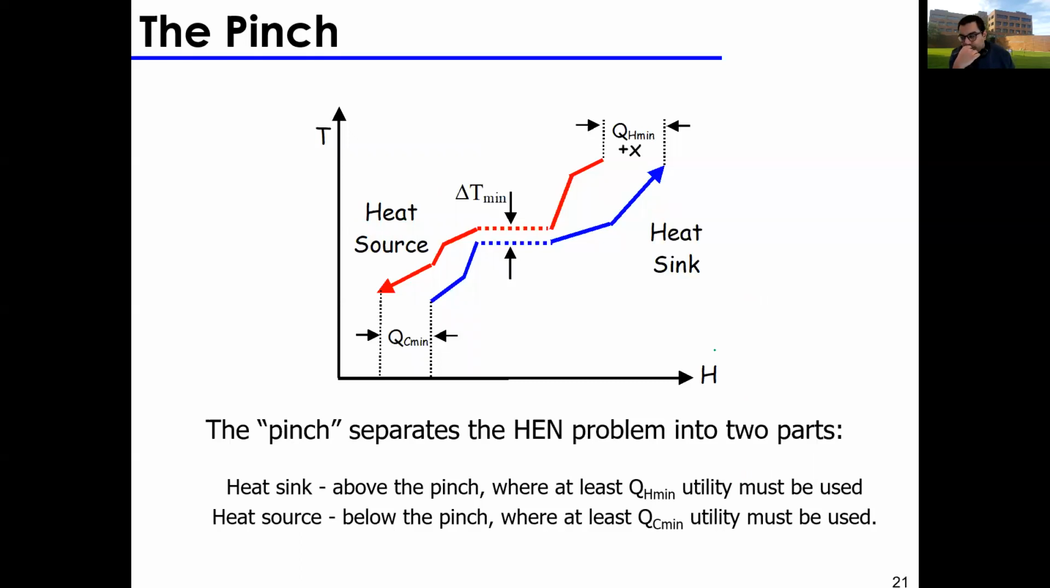Okay, and of course, what this slide says is that if I add some heat, I can always shift my heat sink problem to the left or shift my heat source problem to the right. This becomes more clear once we deal with the algebraic method, but for now, just take note of it mentally, but don't worry about it much. Okay.